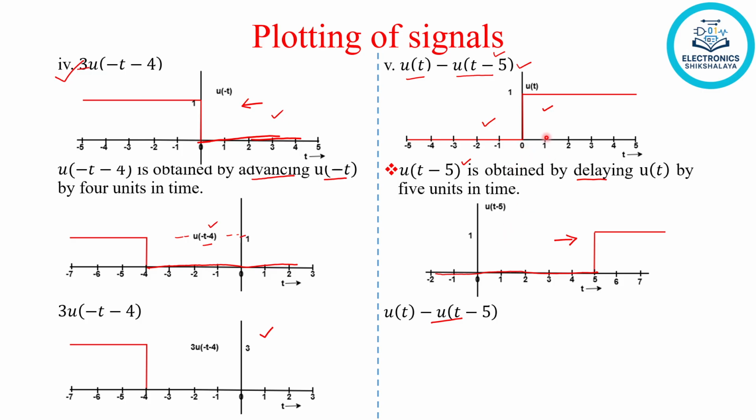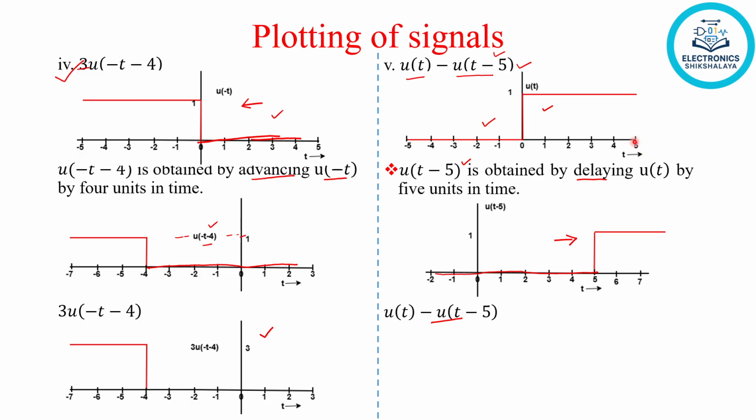Then at 1, the value of u of t is 1. So 1 minus this value, which is 0, will be 1. So when this value is 1, it will be 1. At 3, it will be 1, then 1 minus 0 will be 1. Similarly at 4, it will be 1. The u of t value is 1, and u of t minus 5 is 1. So 1 minus 1 will be 0.